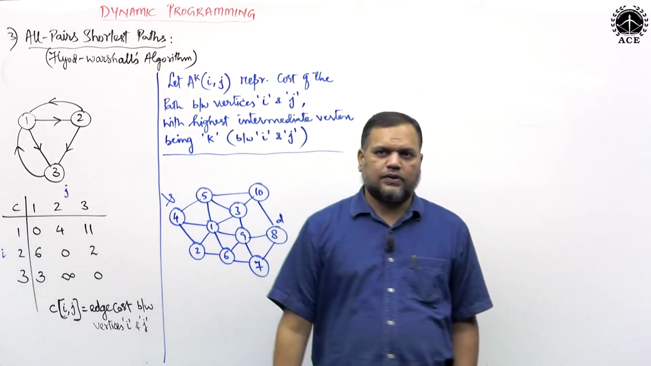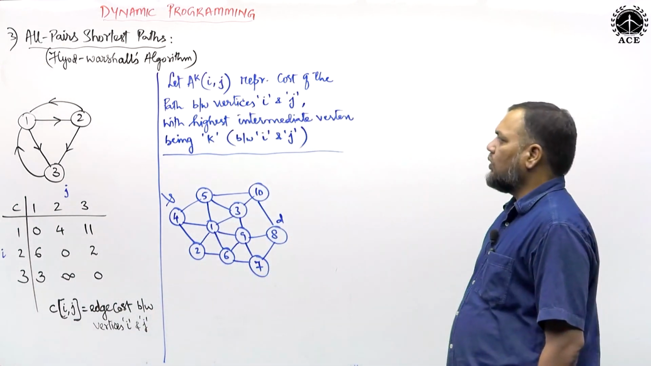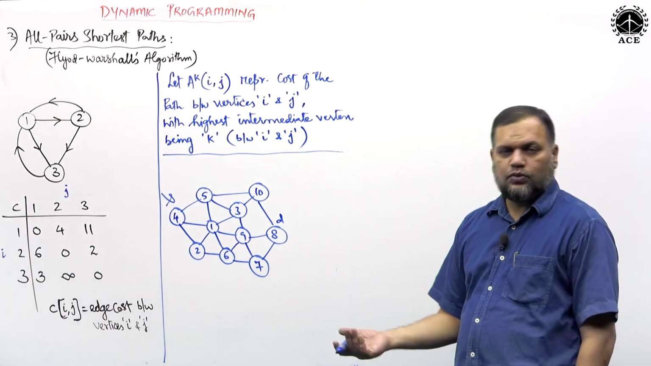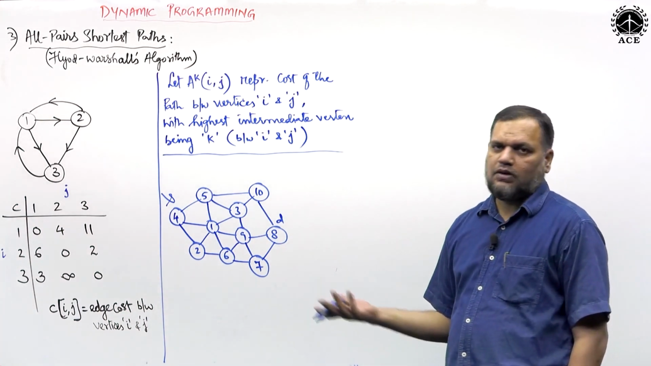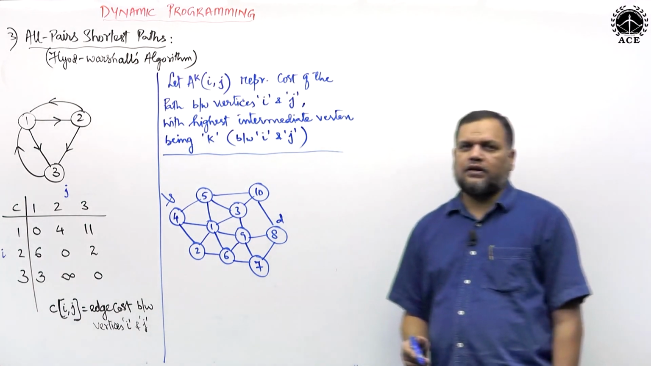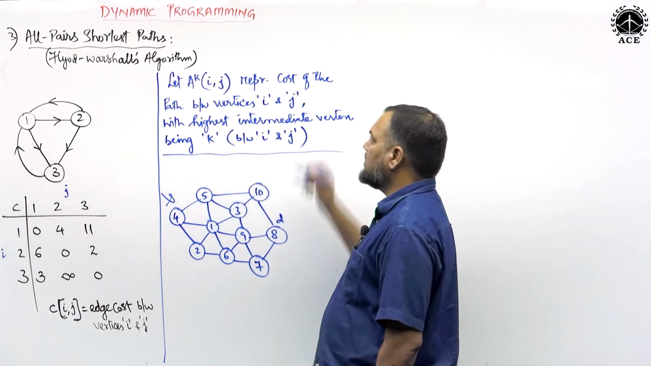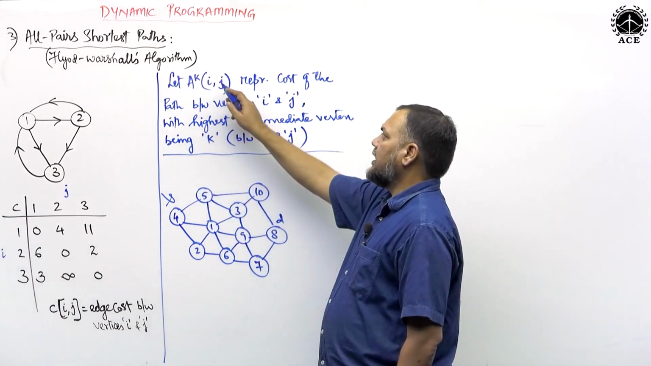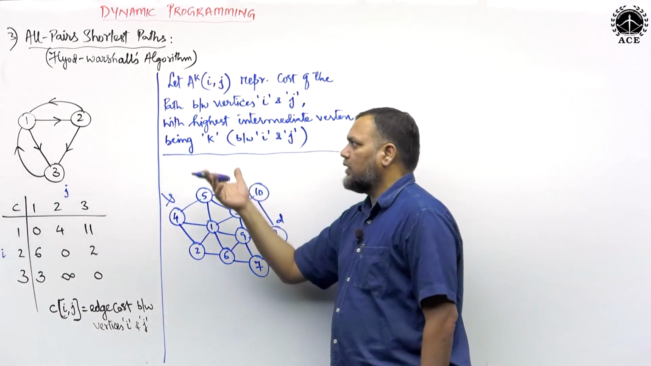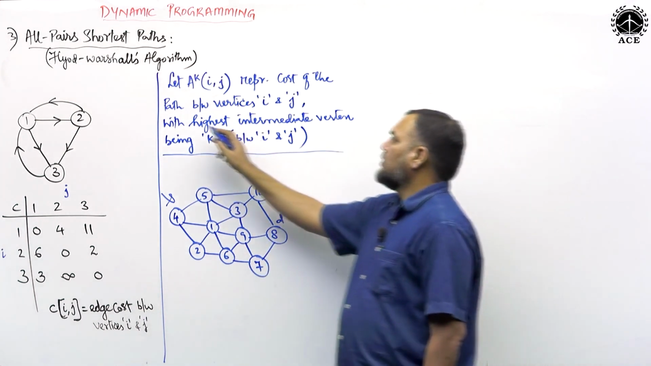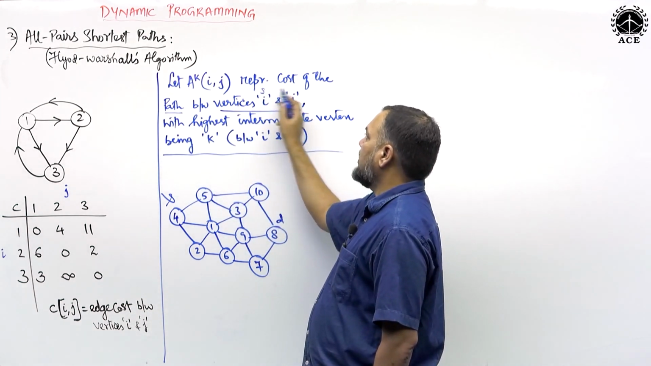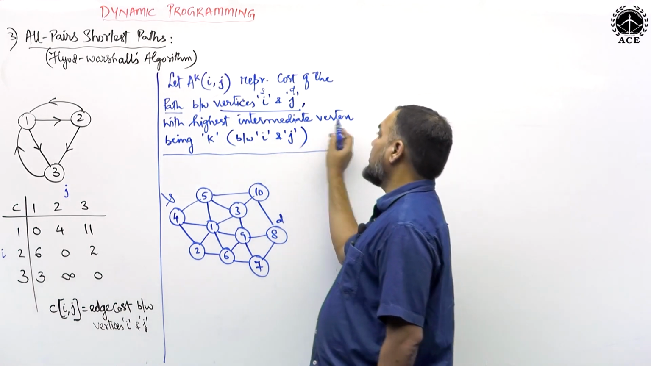Got it? Okay. Now, the question is, I want to find the shortest path from 1 to 2, 1 to 3, 2 to 1, 2 to 3, 3 to 1, 3 to 2, all pair shortest paths. That can be very well developed by deriving another matrix A which holds this definition. Let A^k_ij represent the cost of the path, not tour, here tour is for the traveling salesperson problem. So, the cost of the path between vertices i and j, that means source and destination, with the highest intermediate vertex being k.